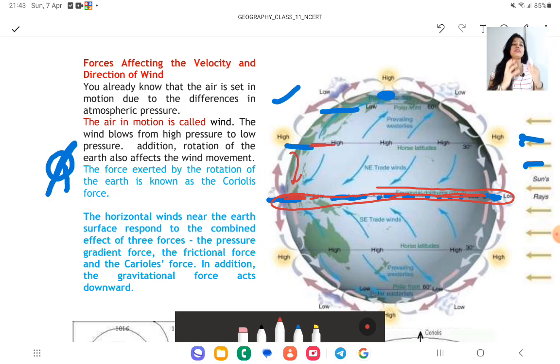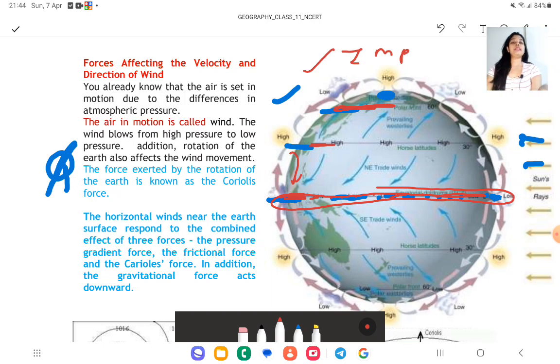Because of intense heating, you will see the same low pressure area forming in the subpolar region, which is your 60 degree north and south latitude. Eventually you will be able to figure it out, and this diagram, students, is very important from the mains point of view as well.